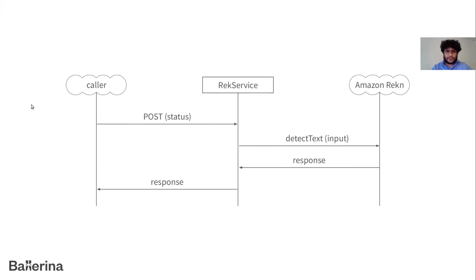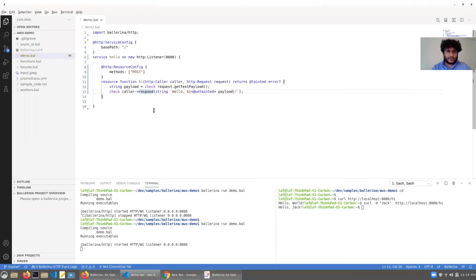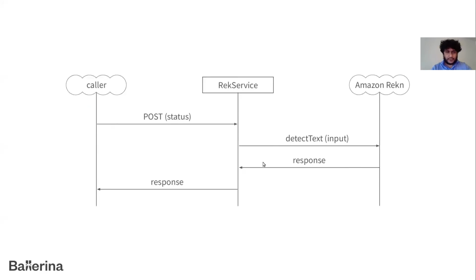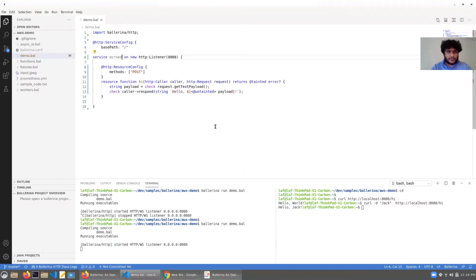So here I'm going to use some connectors with our Ballerina service. This is a simple scenario where I'm going to use an Amazon service, the Amazon Rekognition service, to do some image analysis and return that response back to the client. So let's see how we can do that. Actually it's going to be an OCR operation. So let's name our service OCR service. So we are going to do some processing.